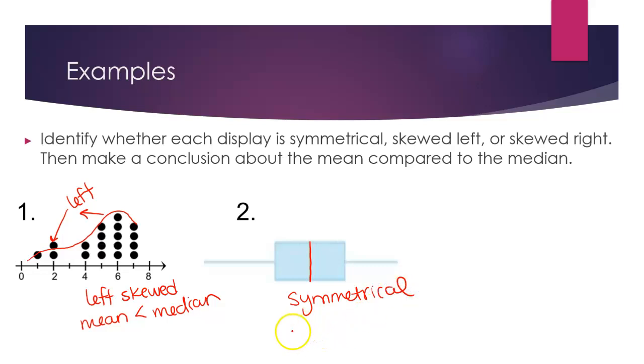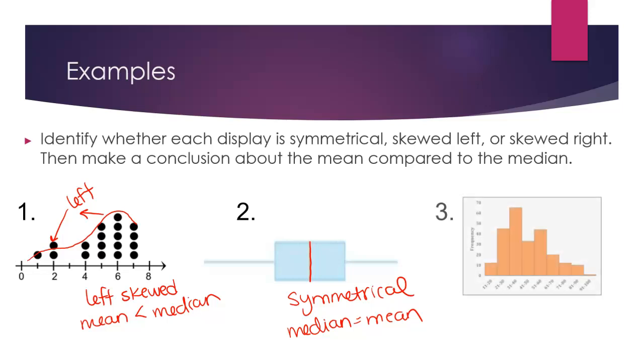Now, when something is symmetrical, the median and the mean are pretty darn close together, right? They may not be exact, but they will be almost identical. And last but not least, we have a histogram. So again, with histograms, you can see the shape, but you could also imagine drawing a little curvy line over it. It doesn't have to be perfect.